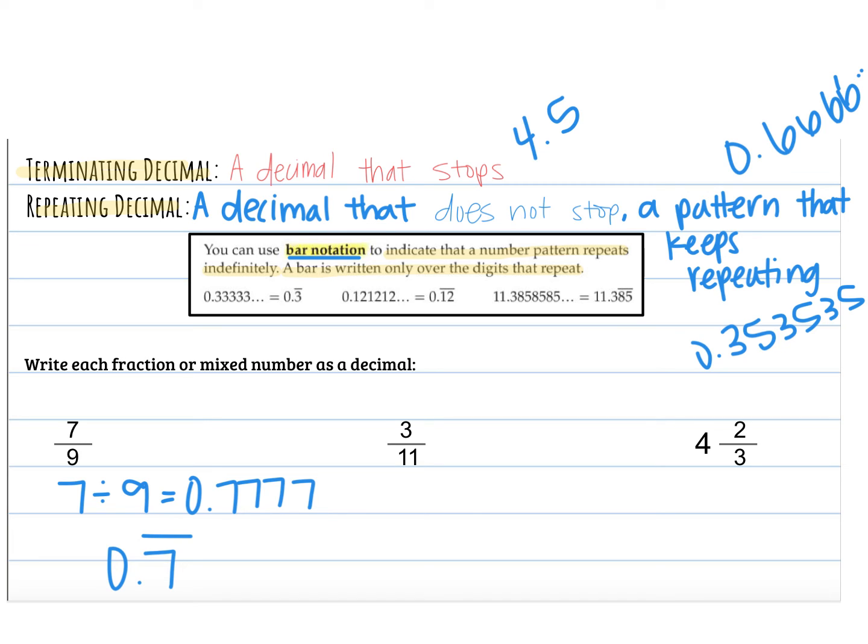Okay. 3/11, again, it won't multiply into 10, 100, or 1,000, so then we're going to have to use division. So we're going to do 3 divided by 11, top divided by bottom.